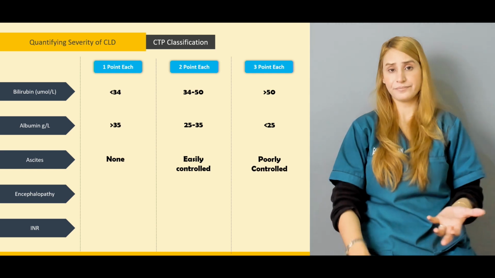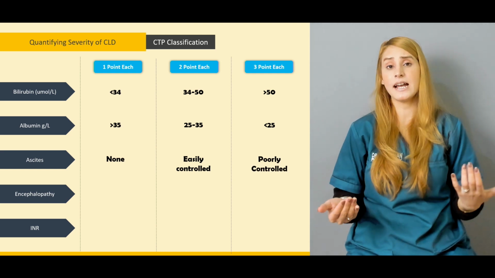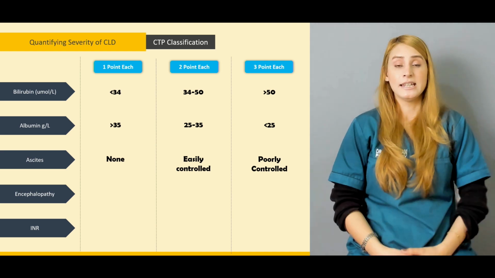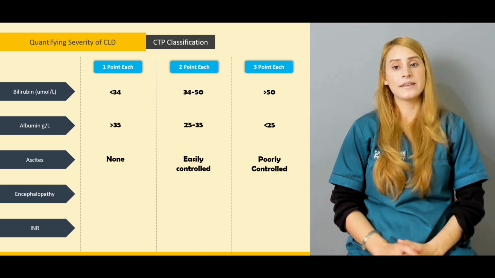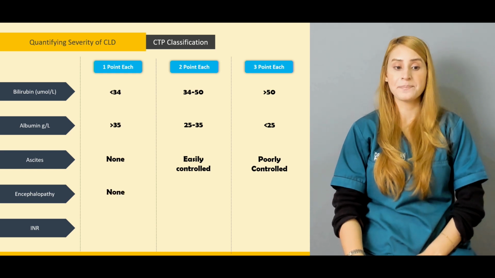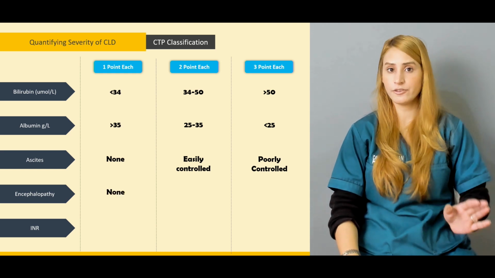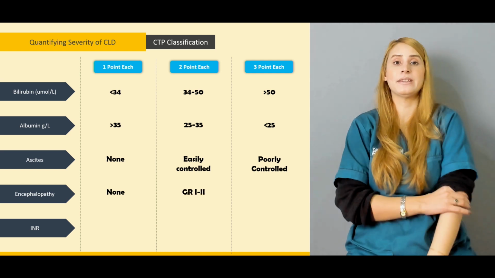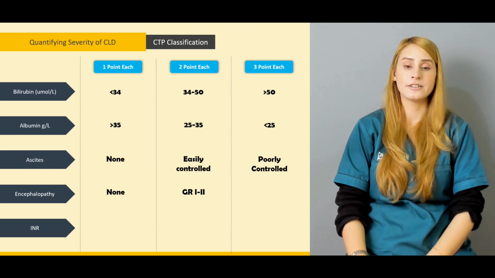And if there is ascites which is poorly controlled, even with the drainage, the ascitic tap, then you will award 3 points to this. Now, encephalopathy: if there's no encephalopathy, then you will award 1 point. And if there is encephalopathy of grade 1 and 2, you will award 2 points.